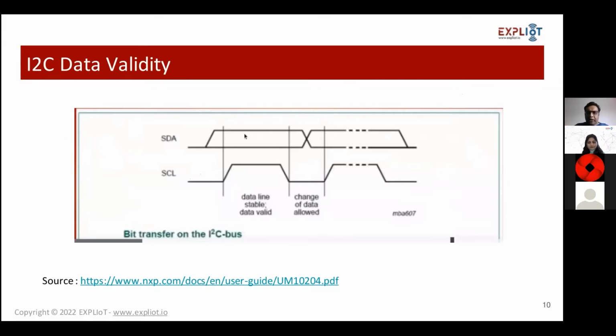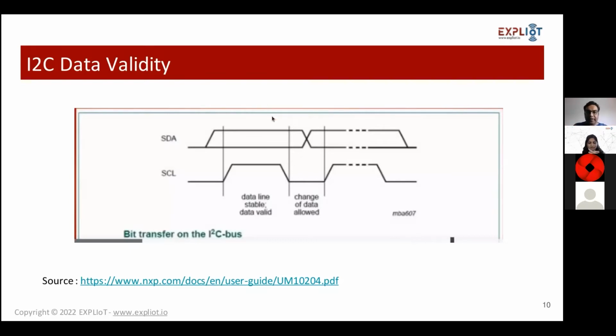So as you can see over here, whenever a data line is stable, let us say I'm transmitting the data at the moment, at that time my serial clock line is high. 8 bits of data is transmitted, and then if I want to change the data, what is to be done? I have to change the clock's polarity, and that way the data validation is possible. So this way I2C data gets validated based on this particular clock.